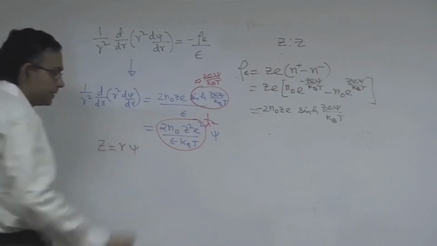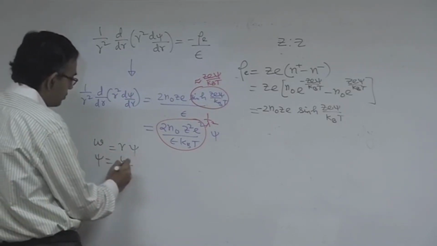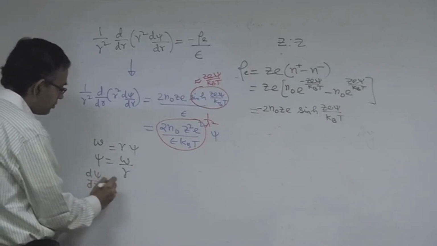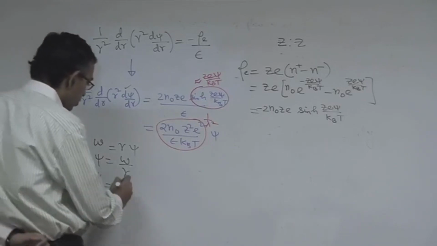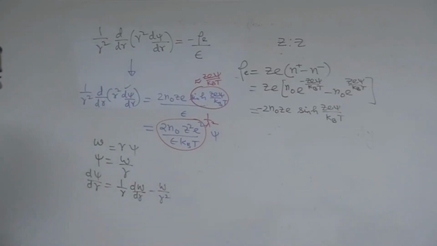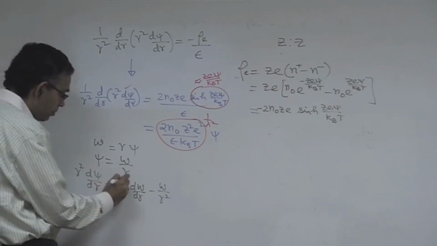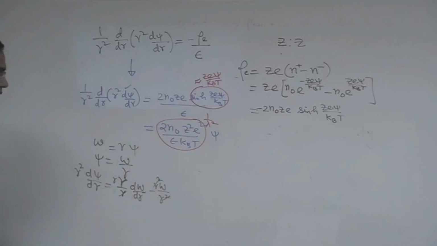To solve this equation, we will apply a simple transformation z is equal to r into psi. Or we use maybe a different letter, since we have already used z for valency, say w is equal to r into psi. So, psi is equal to w by r. So, what is d psi dr? We are calculating this term. d psi dr is 1 by r dw dr minus w by r square. What is r square d psi dr? Multiply with r square. So, r dw dr minus w.